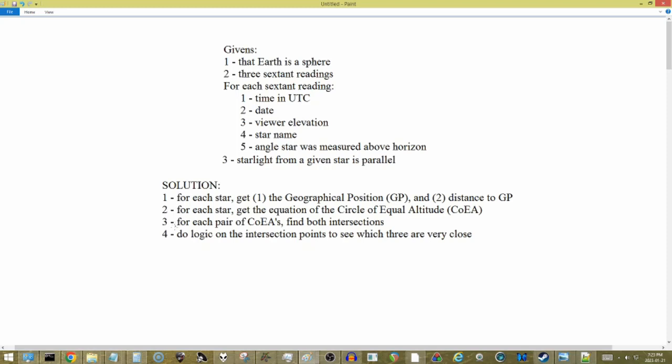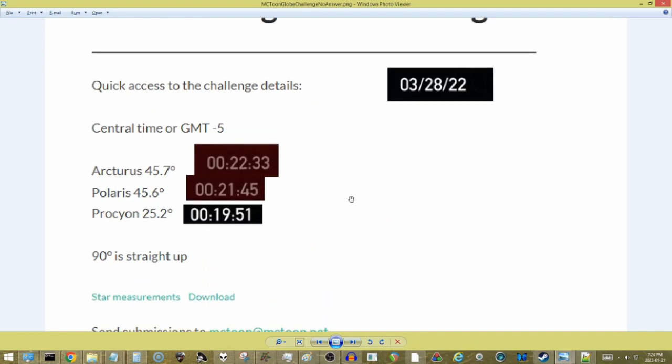The third step is, for each pair of circles of equal altitude, find both intersections. So you've got 3 circles, so there are 3 possible pairs, so there are 6 total intersections. Then you do some logic on the intersection points to see which are very close. The example that we will use, for illustrative purposes, is MCToon's globe challenge. These are the readings that he gave and the date.